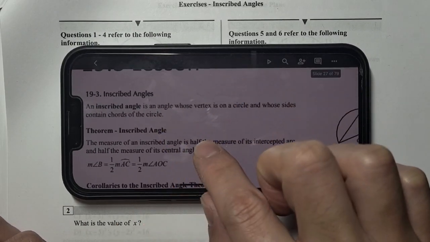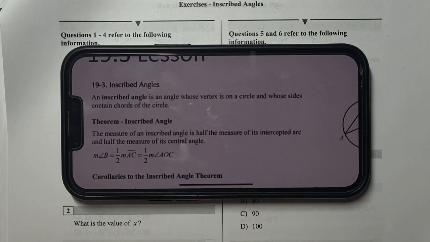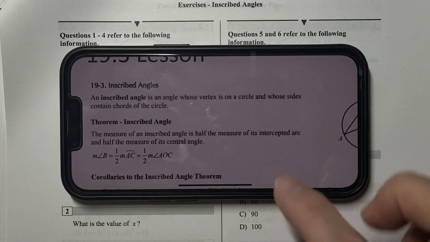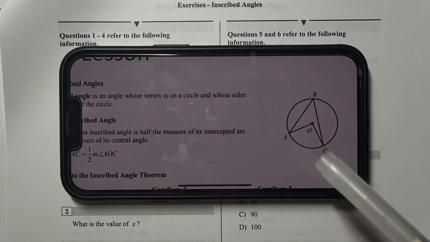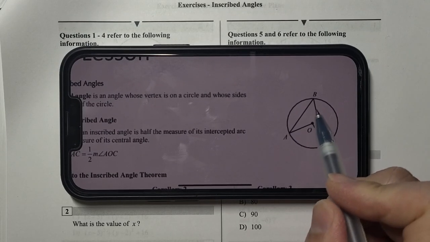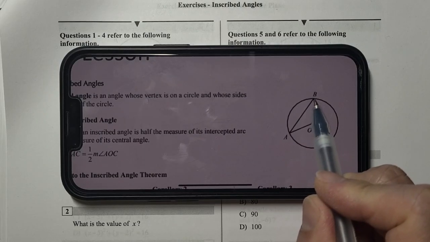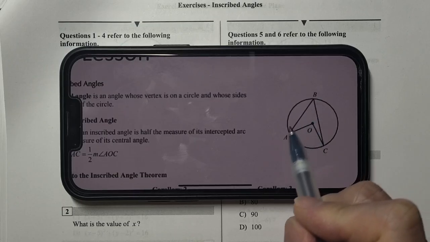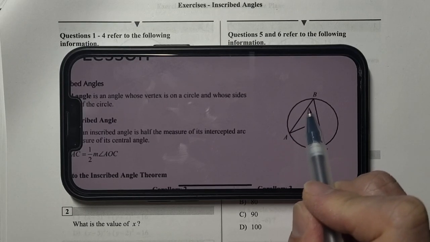So what does it say an inscribed angle is? An inscribed angle is an angle whose vertex is on a circle and whose sides contain chords of the circle. So let's look at this figure over here. This angle right here, angle B, is an inscribed angle. Why is that? Well, the vertex is on the edge of the circle, okay? And then these are chords of the circle. Okay, so this is the inscribed angle.